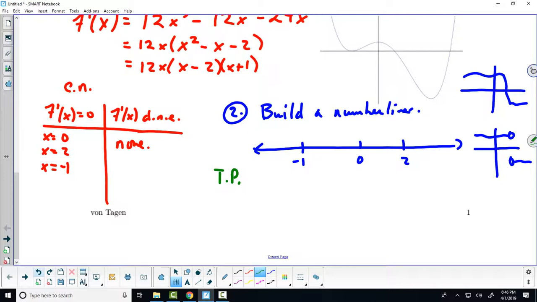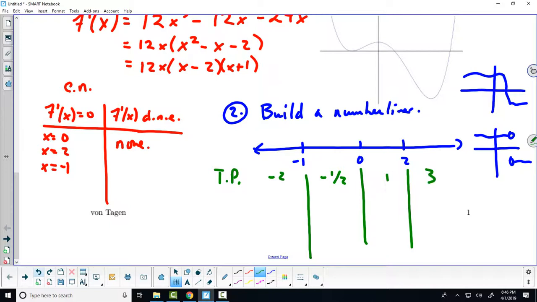So let's pick some test points. I'm thinking of a number to the left of -1. What are you thinking of? I like -2, personally, but if you put in -3, you're fine. Okay? I'm thinking of a number between -1 and 0. How about -0.5? Between 0 and 2. Okay, what number are you thinking of to the right of 2? To the right of 2. I'm going to go with 3.